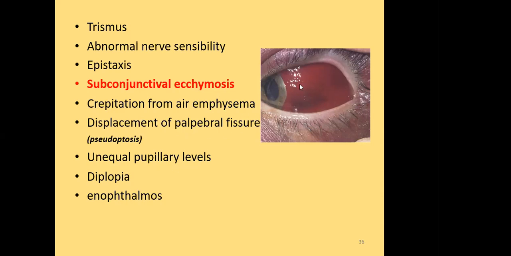I think you are familiar with this, subconjunctival ecchymosis. This, particularly when you get some of the Le Fort fractures, maybe particularly like Le Fort 3, you will find bleeding in the ocular ball. So sometimes this actually happens.